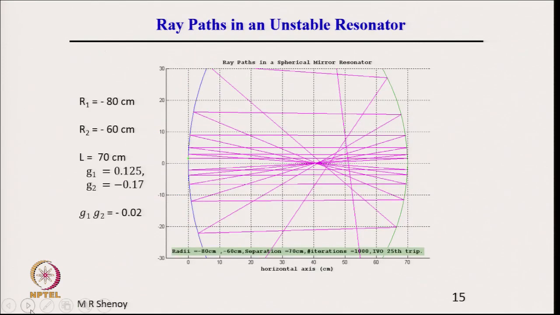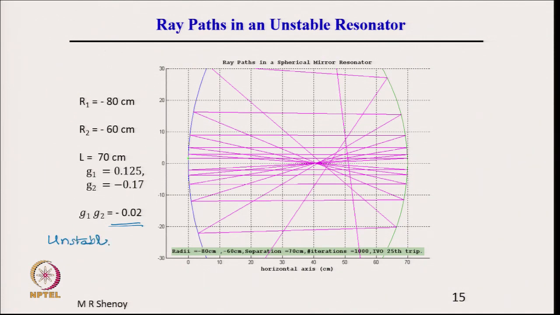All right. Let me take an unstable resonator. So, ray path in an unstable resonator. I have taken these values of R1 and R2, with the separation still remaining 70 centimeter. In all the examples, I had kept the separation same, but R1 and R2 have been changed. Now, we get G1 equal to 0.125, G2 equal to minus 0.17, and therefore, the product is now negative. Therefore, it does not satisfy the stability condition, which means this is an unstable resonator.